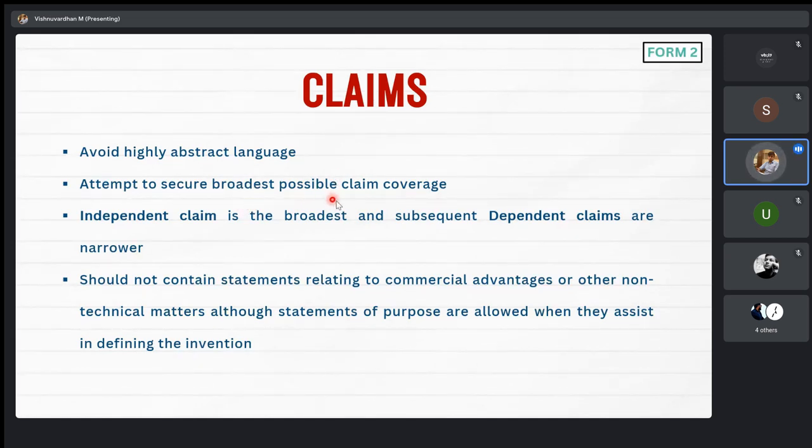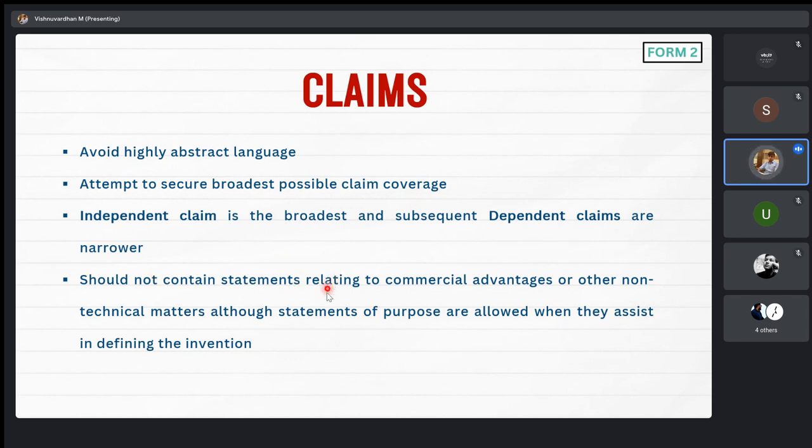Attempt to secure the broadest possible claim coverage. Again, being a good lawyer, you'll have to try and get the maximum coverage for your client. Apart from that, don't go too broad either, or it'll be struck out as being too broad. So again, you have to find a careful balance. This will come only with years of practice. Cool. So the independent claim is the broadest and subsequent dependent claims are narrower. I'll explain what independent and dependent claims are. Nothing to break your head over too much, because they'll expect you to write only 2 claims in the question paper. Very easy, super fast. You guys can get it done.